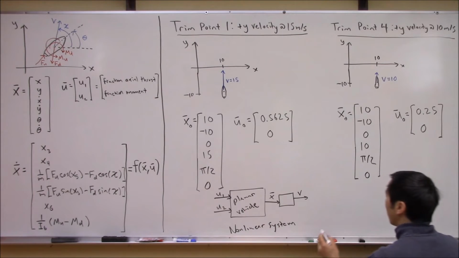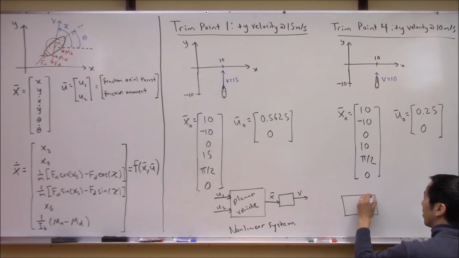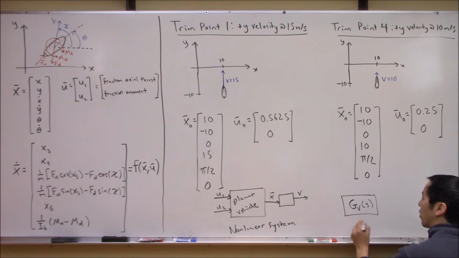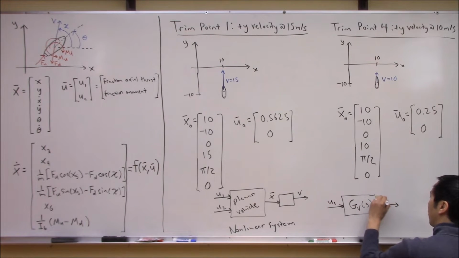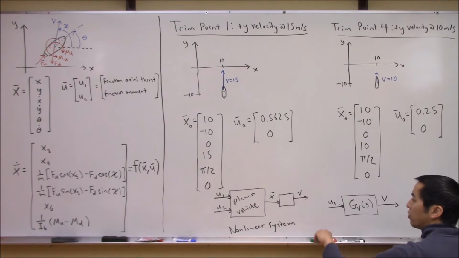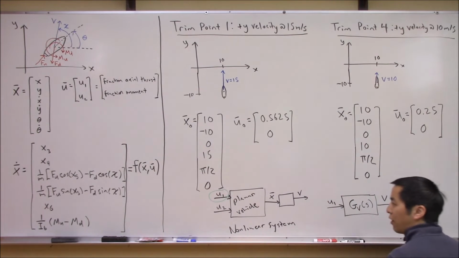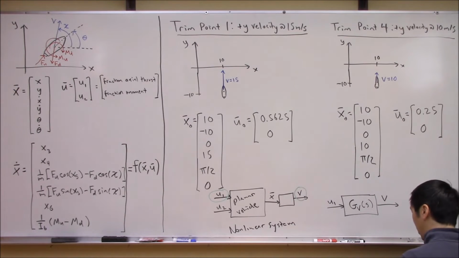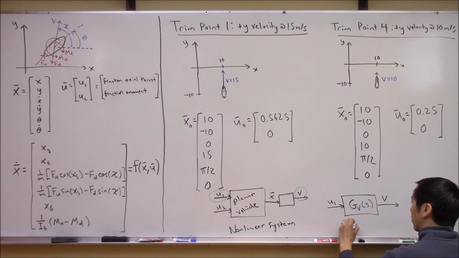So now what I want to investigate is, let's start simple. Let's get ourselves a transfer function. Maybe let's call it Gv of s, just between u1 and v. What I want to do is isolate how the inputs, or the effects of the axial thruster, affect the velocity. So what we're going to do is go from a nonlinear system to our linear system.